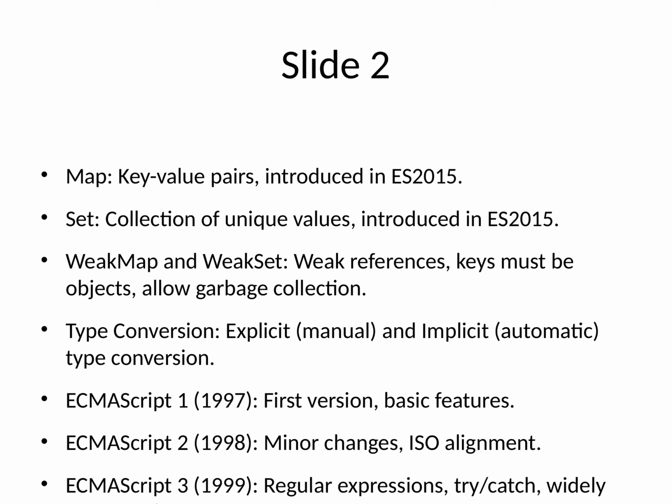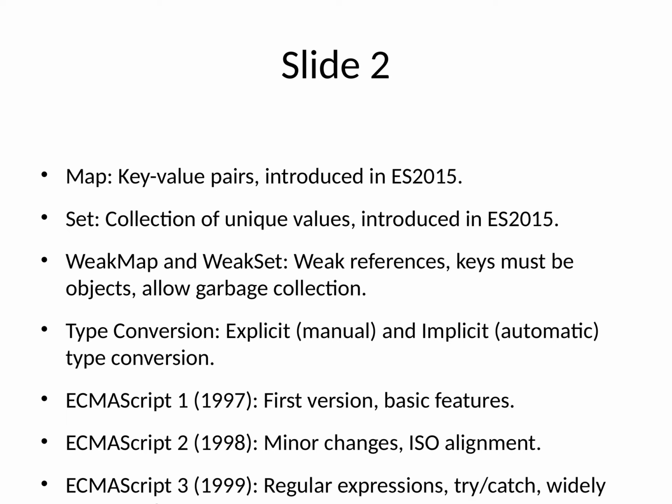Moving on, we have WeakMap and WeakSet, which are similar to Map and Set but use weak references. Keys in a WeakMap must be objects, and they allow garbage collection of keys, making them useful for memory management. For example, let weakMap = new WeakMap() creates a WeakMap instance.